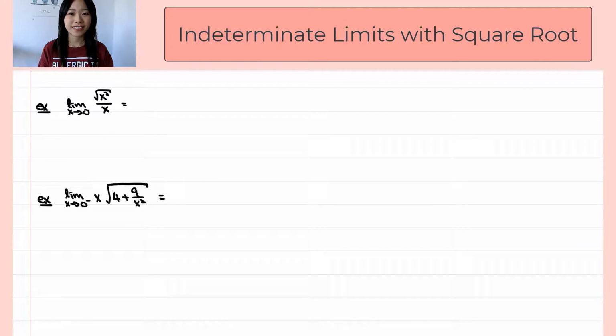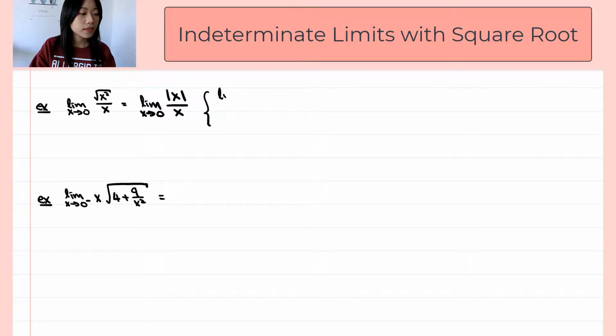Let's look at some examples. Limit as x approaches 0 of square root of x squared over x. We already talked about the square root of x squared, so this equals the limit as x approaches 0 of absolute of x over x. The absolute of x equals x if x is positive, and it equals negative x if x is negative. So here we have to use left-sided and right-sided limits. Limit as x approaches 0 from the right of the function.